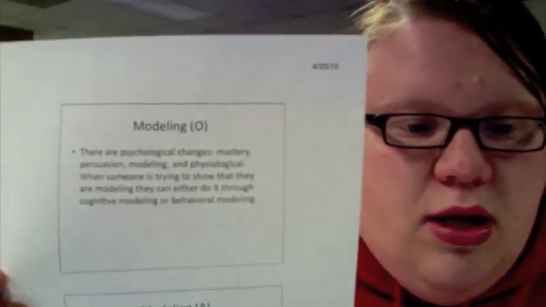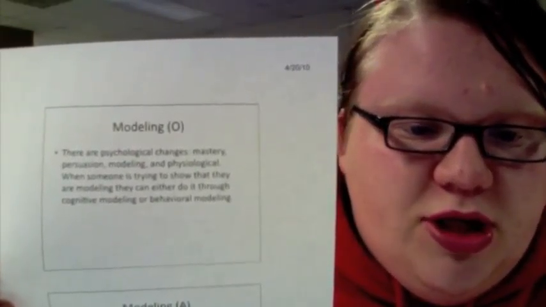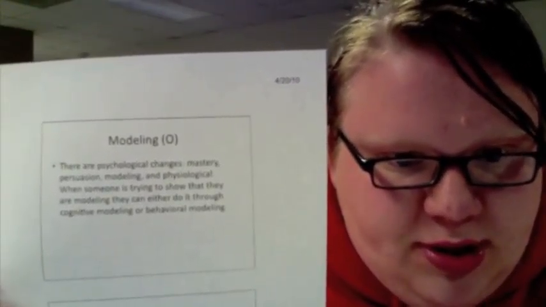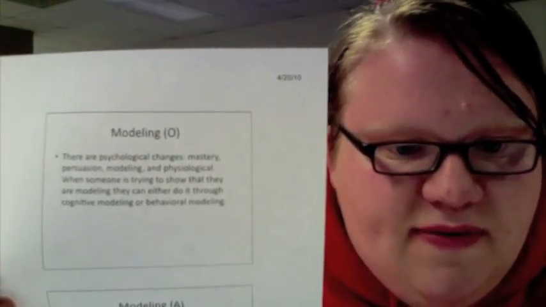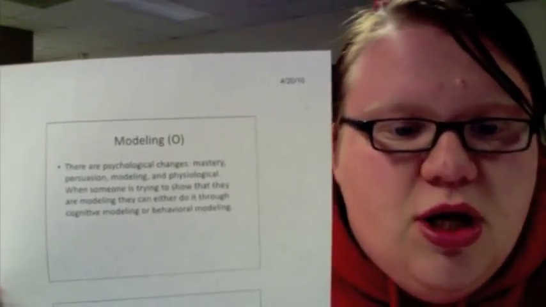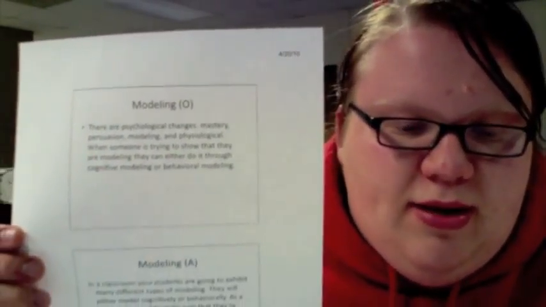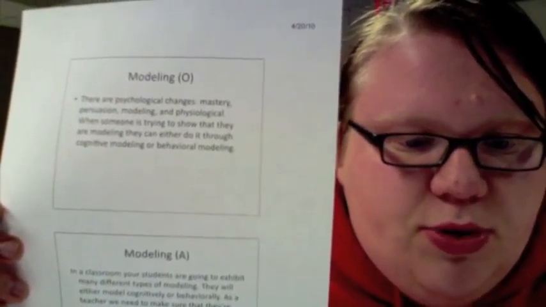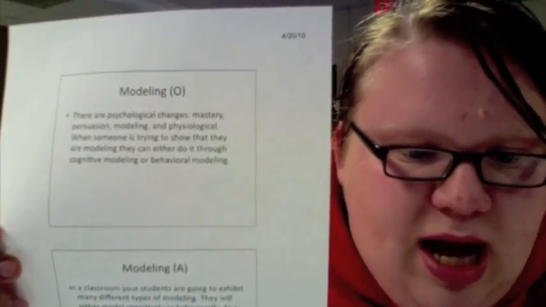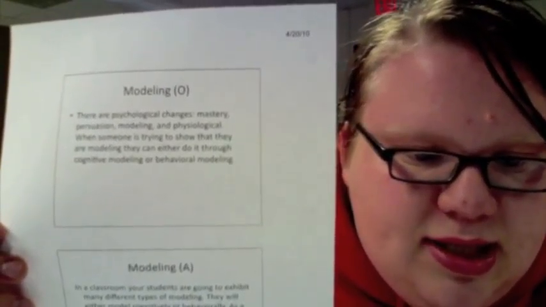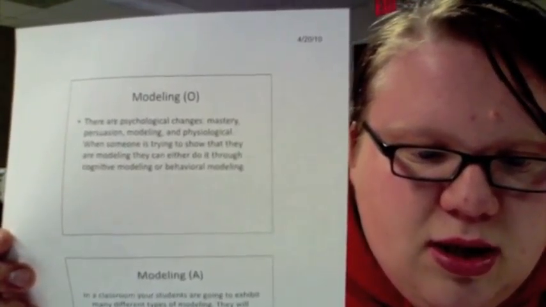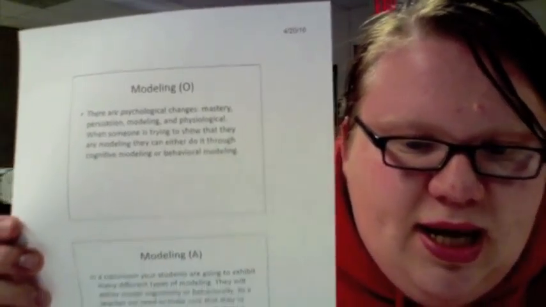Now, there are psychological changes. There are 4 psychological changes: mastery, persuasion, modeling, and physiological. When someone is trying to show that they are modeling, they can either do it through cognitive modeling or behavioral modeling. In a classroom, your students are getting to exhibit many different types of modeling. They will either model it cognitively or behaviorally. As a teacher, you need to make sure that they are mastering their skills and persuade them to try and complete the task at hand.